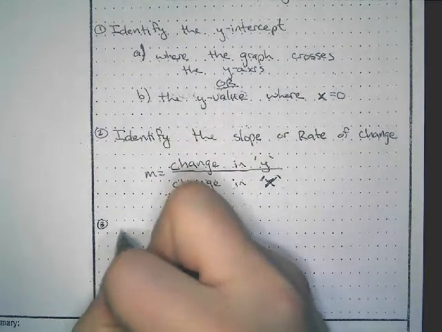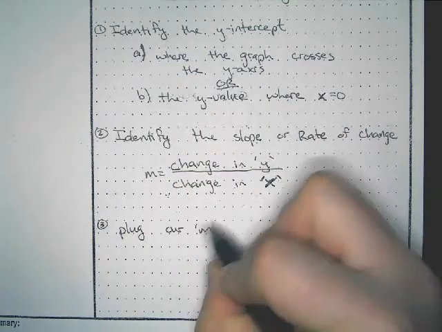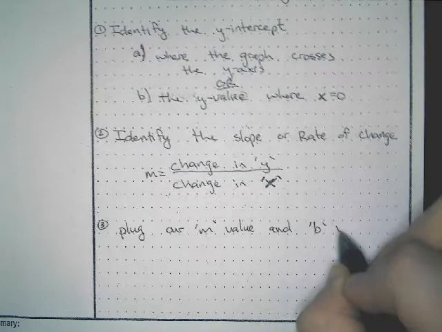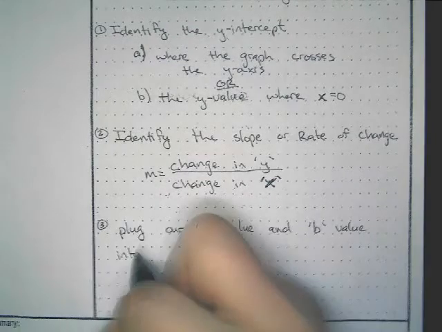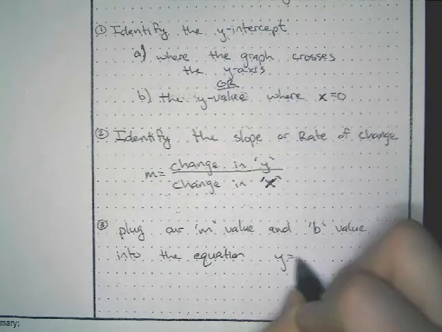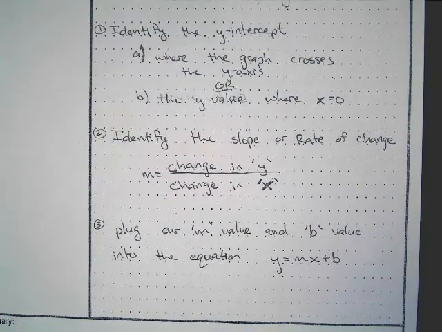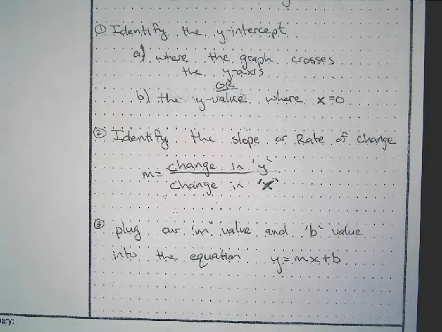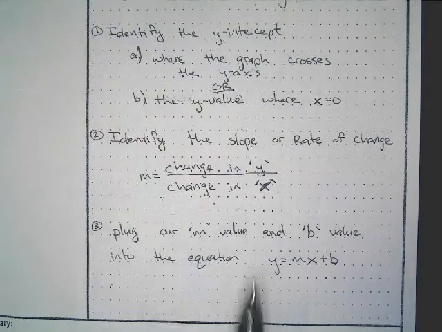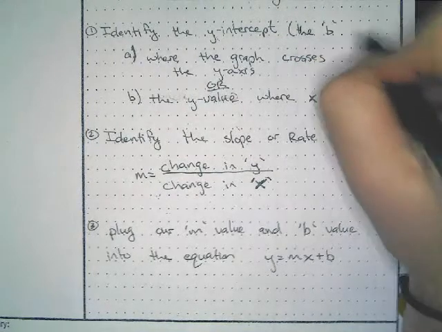In step 3, plug our m value and b value into the equation y equals mx plus b. And let's make a note, identify the y-intercept. This is the b value.